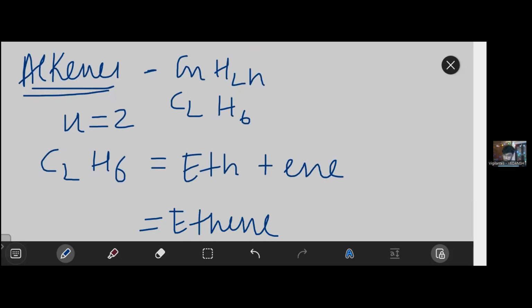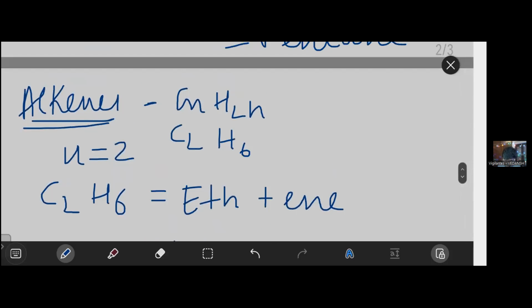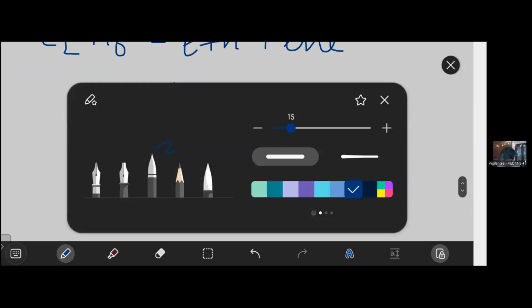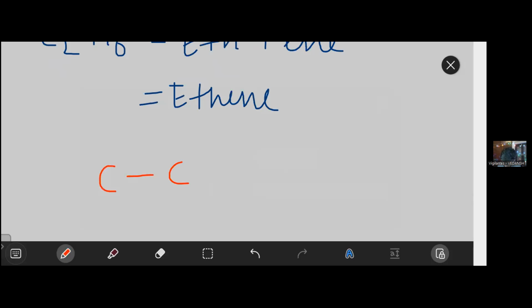Because see, if we draw the structure of C2H4, we would get a diagram similar to this. We have C, H, another H. You get a diagram similar to this, right? With 1, 2, 3, 4, and 1, 2, 3, 4, 5, 6 double bonds over here.